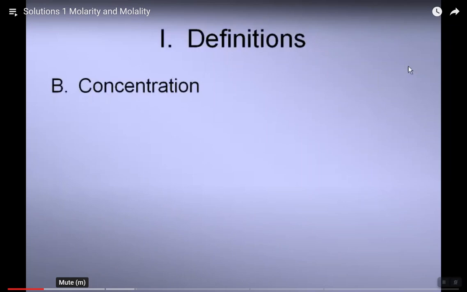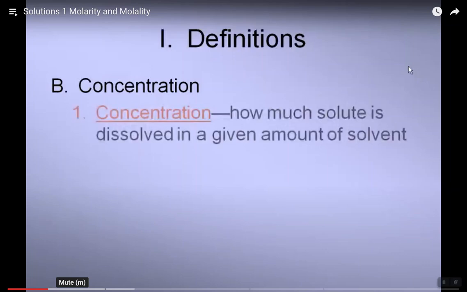Okay. Now let's talk about units of concentration. And these are our definitions for concentration too, because this is how these concentrations are defined. And I'm going to show you some examples on how to calculate using some of them. So anytime you hear the word concentrate or concentrated, concentration, etc., we're talking about how much solute is dissolved in a given amount of solvent.